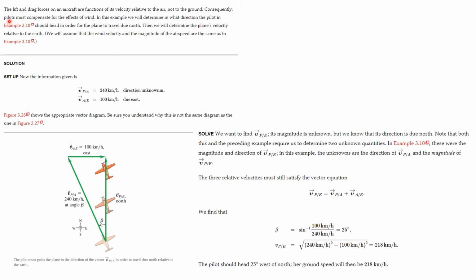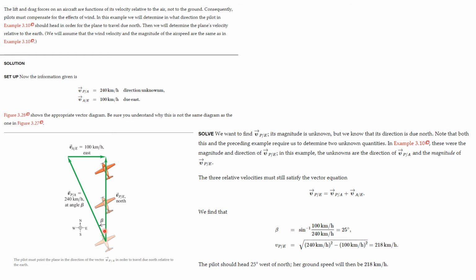Let's do another problem. The lift and drag forces on aircraft are functions of velocity relative to the air, not to the ground. Consequently, pilots must compensate for the effects of wind in the air. So in this example, we'll determine in what direction a pilot must head in order for the plane to be traveling due north. The pilot wants to be going due north, but you have a 100 kilometer per hour wind, and the airspeed is 240 kilometers per hour. We want to find the bearing, this angle beta. We're also going to want to know the net speed so you can estimate arrival time and things like that.